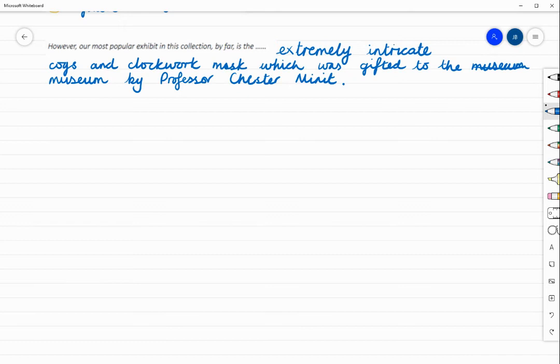So here we go. However, our most popular exhibit in this collection by far is the extremely intricate cogs and clockwork mask, which was gifted to the museum by Professor Chester Minute. If you need to pause the video and add your sentence in, please do. And then you can see the next sentence as I write it.